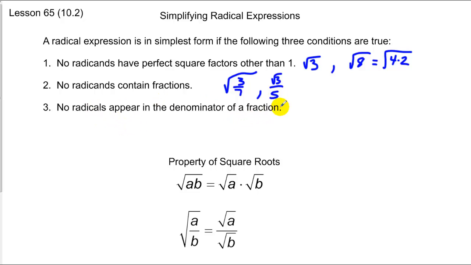And then no radicals appear in the denominator. Well, that means something like 2 over root 5 can never exist.